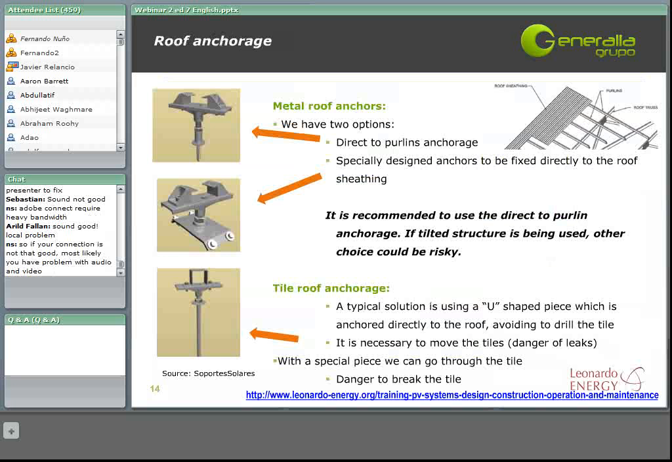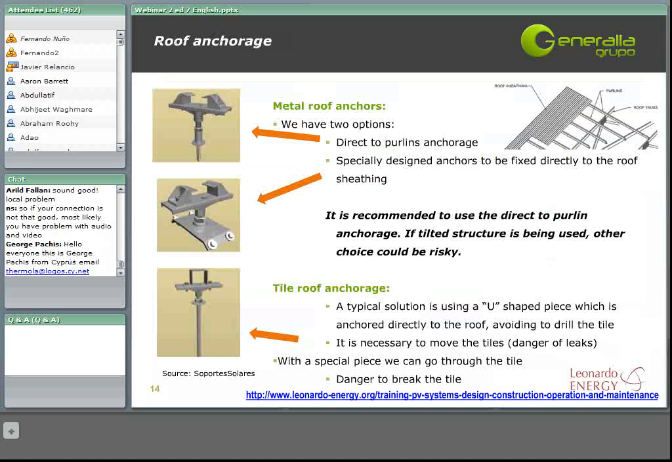For roof-type facilities, we also have two different possibilities depending on the type of roof. We have two types of roof: metal roofs and tile roofs. Within the metal roofs, we have two different options. We can choose between anchoring our system directly to the purlins of the building, or we can use specially designed anchors that will be fixed directly to the roof setting.